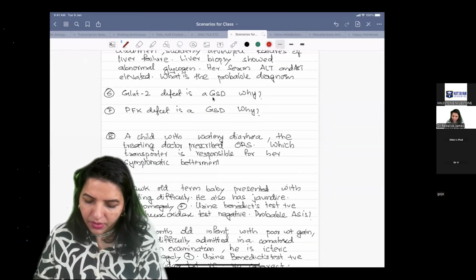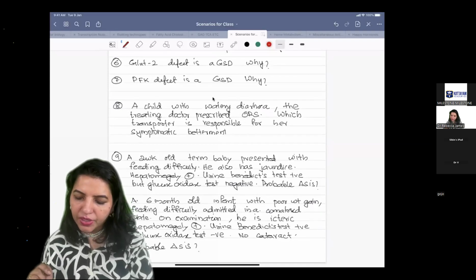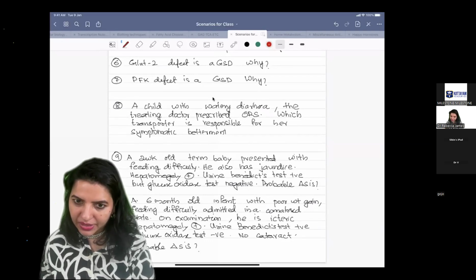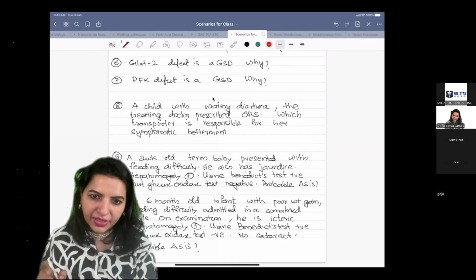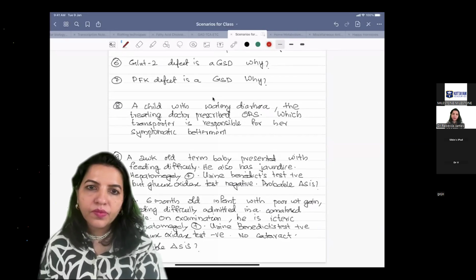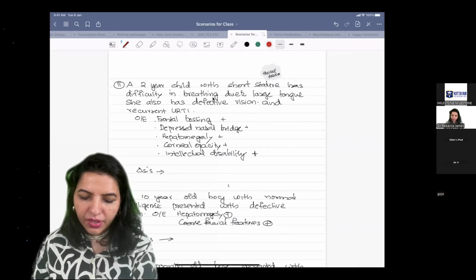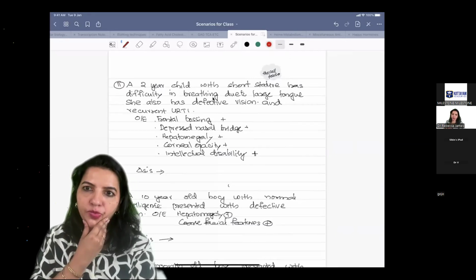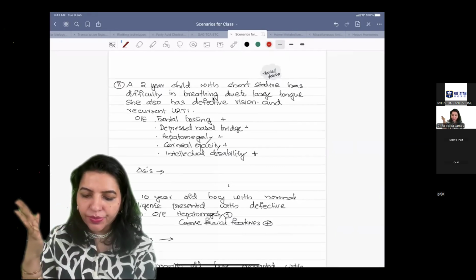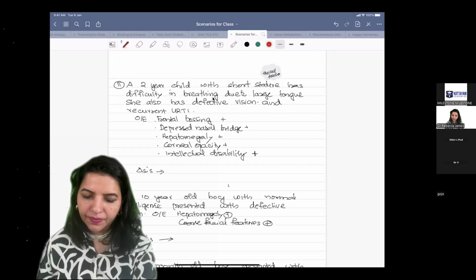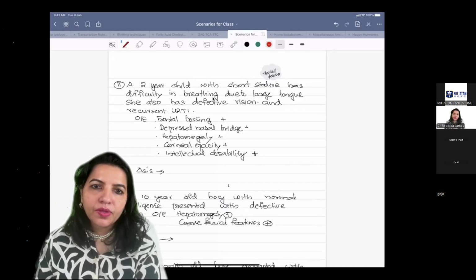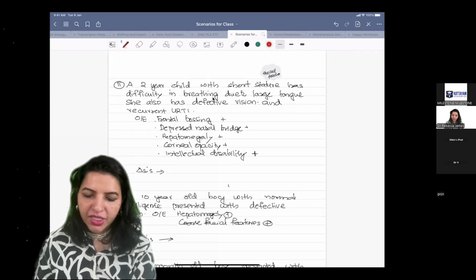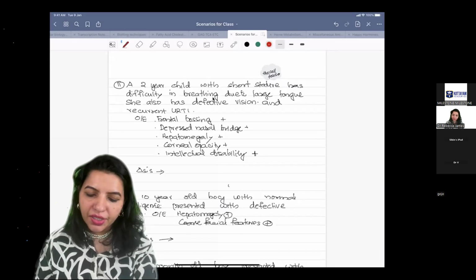Okay. A 6-month-old infant, poor weight gain, feeding difficulty, admitted in a comatose state. He is icteric, hepatomegaly present, urine Benedict's test is positive, glucose oxidase test is negative, no cataract. What is this? Hereditary fructose intolerance, correct. A 2-year-old child with short stature, difficulty in breathing due to large tongue, defective vision, recurrent upper respiratory tract infection, frontal bossing, depressed nasal bridge, corneal opacity, intellectual disability. What is that? Short stature, difficulty breathing, gargoylic facies is what you are seeing here.